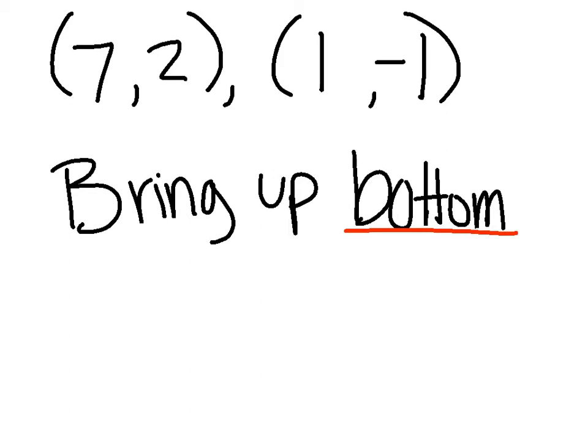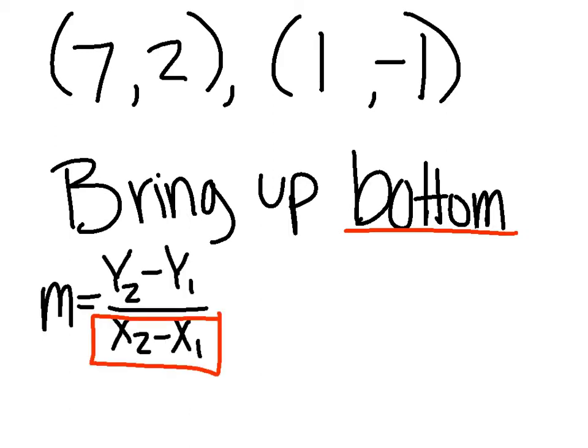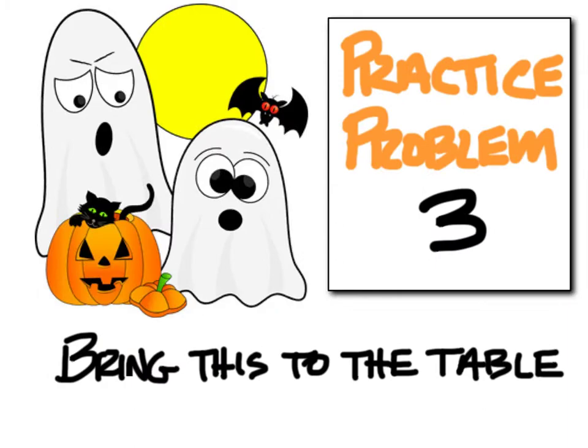Okay, bring up the bottom of our equation with 2 points. Okay, good. Our x2 value is 1. Our x1 value is 7. So the bottom of the equation is going to look like 1 minus 7.